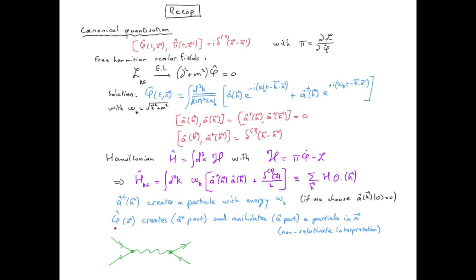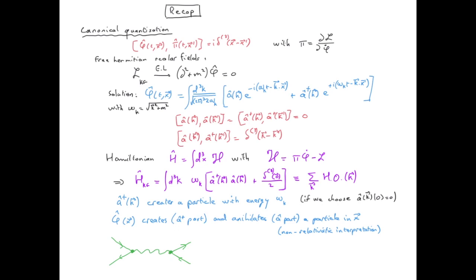The field phi of x, when applied to the vacuum, creates a particle, and that's because it has an A dagger in it, and it creates it in x according to the non-relativistic interpretation. In the case of relativistic particles, this is a bit more complicated, but we still usually keep this interpretation that phi of x creates a particle in x. It also annihilates one because there is an A part, so an annihilator, which kills a particle eventually which is in x. But when it acts on the vacuum, it can only create one.